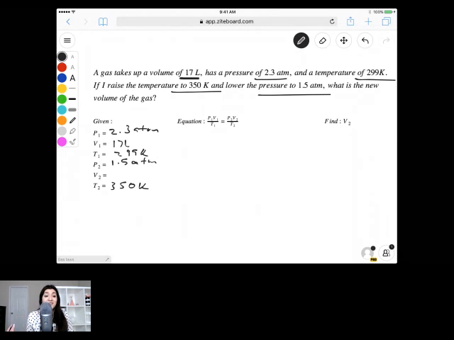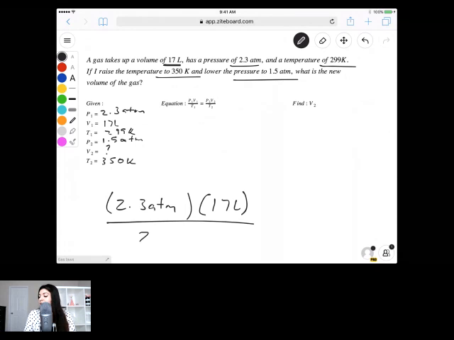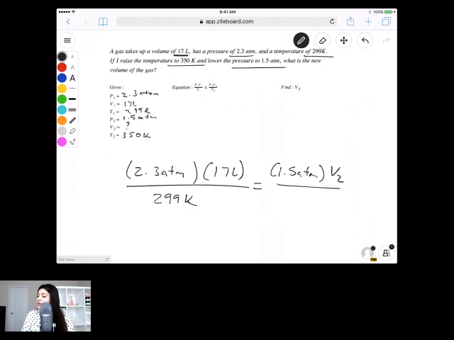So the only one that's left is V2. So that must be what we're solving for. Plug it all in. So plugging this all in, no need to change any sort of units whatsoever since temperature is in Kelvin. I'm going to plug in that 2.3 atmospheres, multiply that by the volume, so 17 liters, and then divide that by T1, which is 299 Kelvin. Set that equal to P2, which is 1.5 atmospheres. Multiply that by V2, which we're solving for, so I'm going to leave that just as V2, and divide that by our second temperature. And so far, that's what we got.